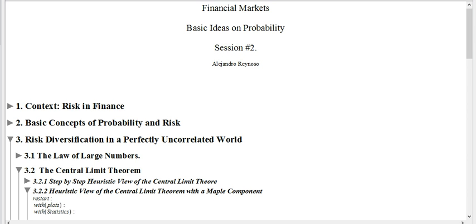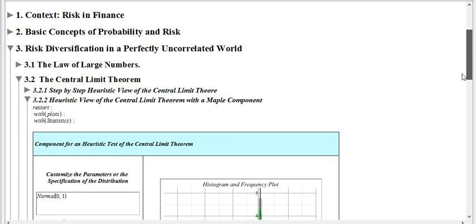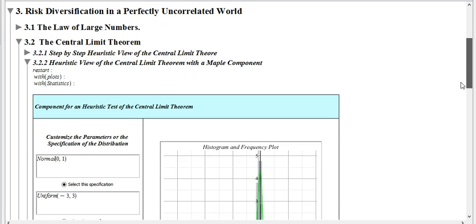One is known as the law of large numbers, which we have already looked at, and the second one is the central limit theorem. I will go briefly through this, just taking advantage of an interface. In section 3.2.1, we go in more detail describing what the central limit theorem is and conduct some heuristic tests. The basic principle is that the average of draws of independent variables will tend to have a normal distribution.